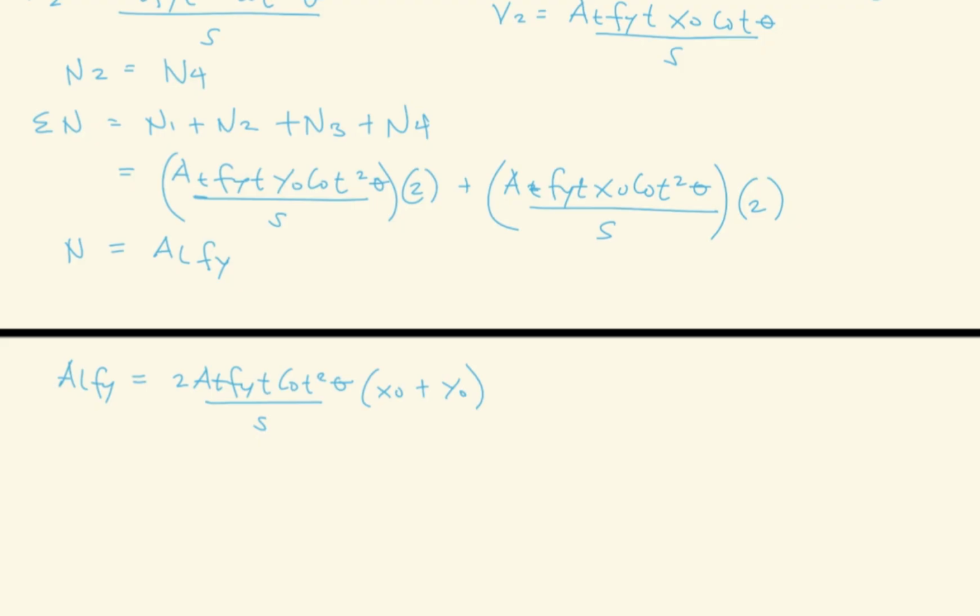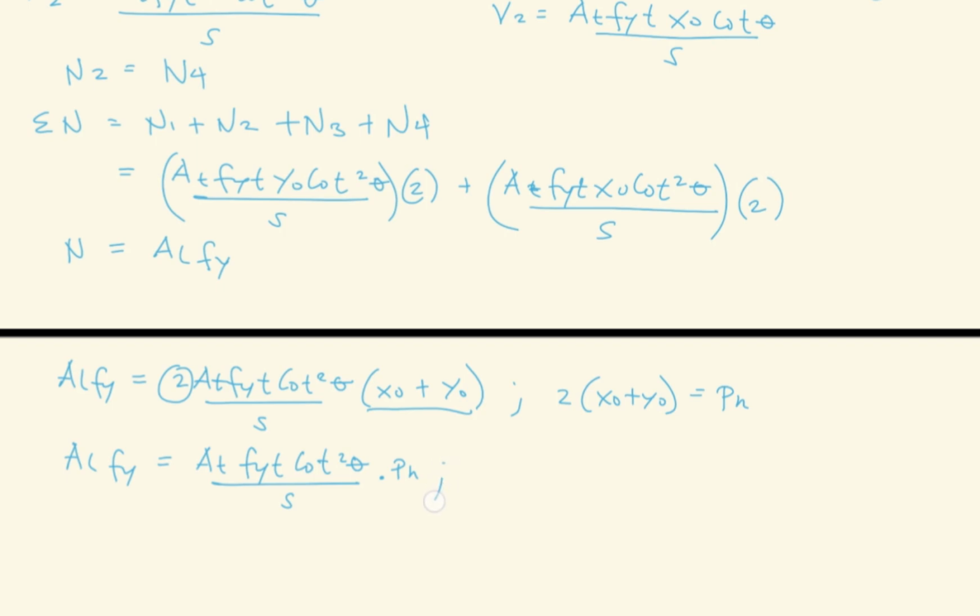We note that 2 multiplied by this quantity is actually the perimeter. Hence, we can simplify this equation as A sub L Fy equal to At fyt cotangent squared theta divided by s multiplied by pH.